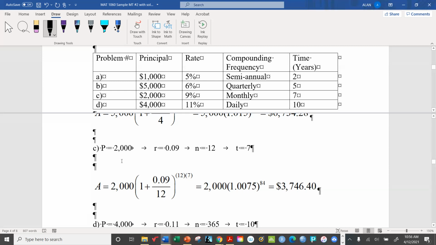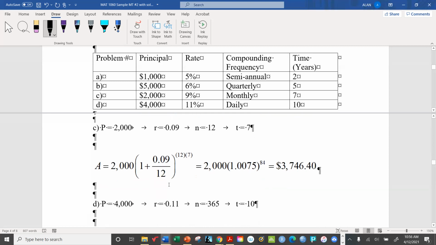All right, and then there's one more. We have a principal of $4,000. The rate of interest is 11%. Now, this one's a little tricky because the compounding frequency is daily. So we have to be a little careful with all our decimals. And then finally, T is 10 years.